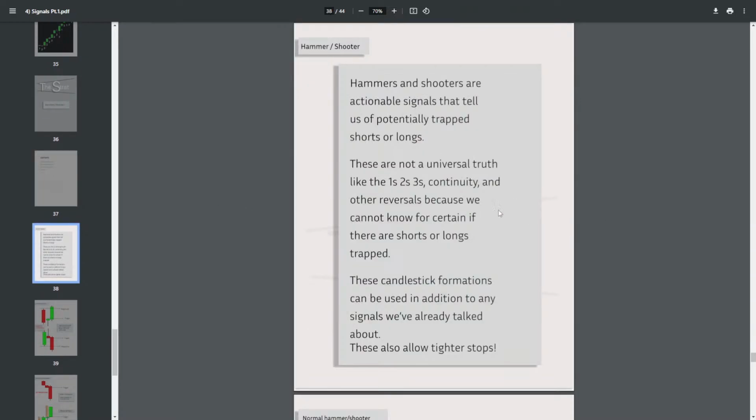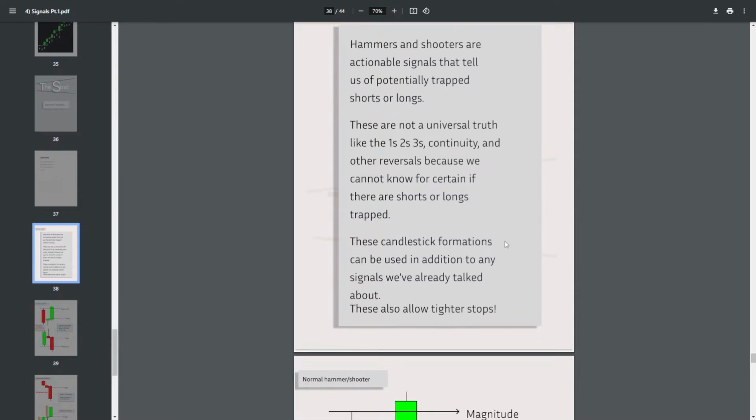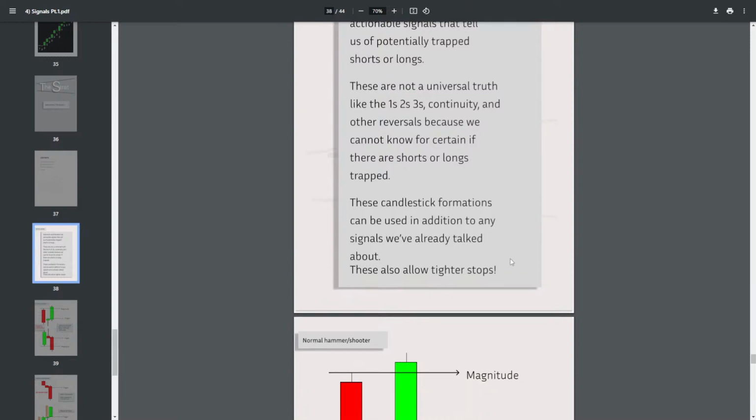So first, hammers and shooters are actionable signals that tell us of potentially trapped shorts or longs. These are not a universal truth like the 1s, 2s, 3s, continuity, and other reversals, because we cannot know for certain if there are trapped longs or shorts. And these candlestick formations can be used in addition to any signals we've already talked about. They also allow for tighter stops when we get to the stop section of the course.